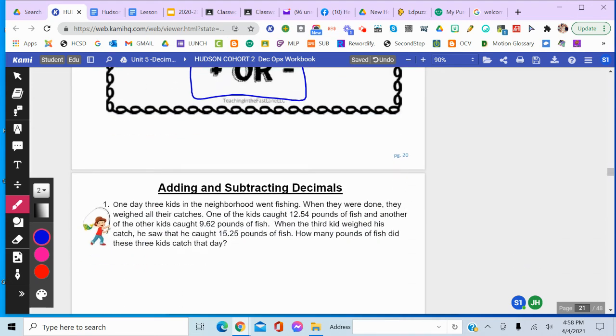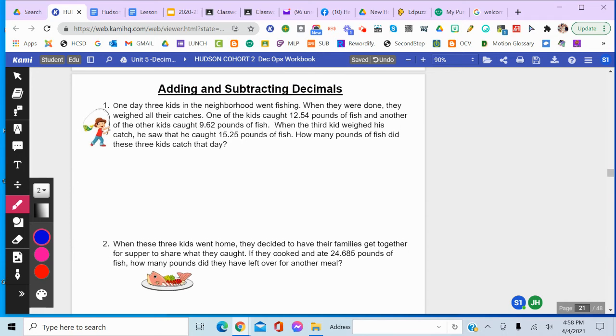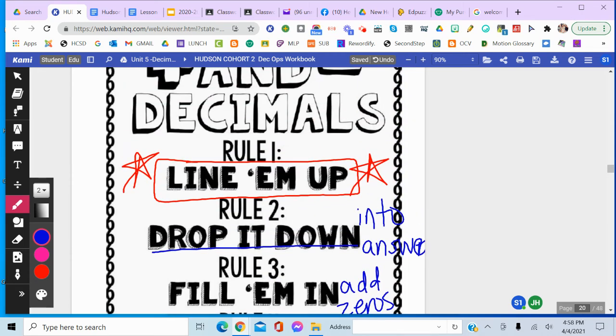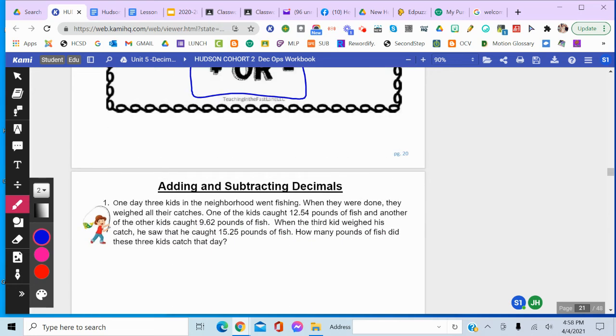All right, so you're going to be doing some word problems. I'm going to do one with you just to show you what I need to see, and then you're going to complete the word problems on 21 and 22 on your own. They're either addition or subtraction, and I want to make sure that I see the 4 rules. Line them up, drop it down, fill them in, and add or subtract.